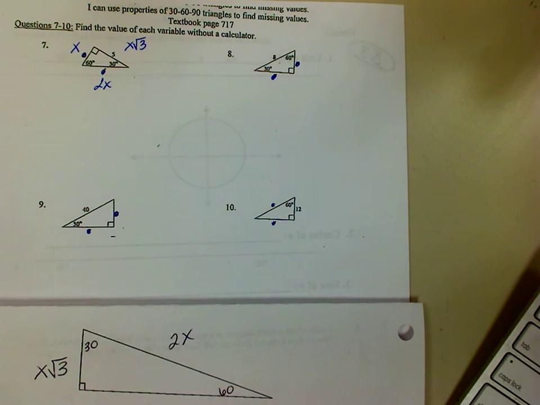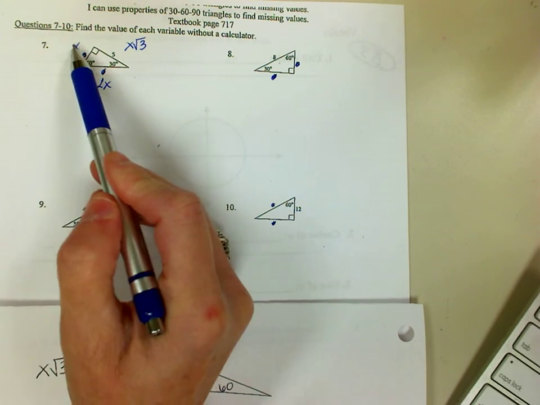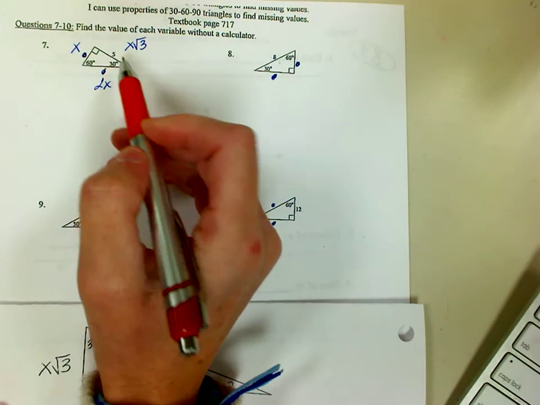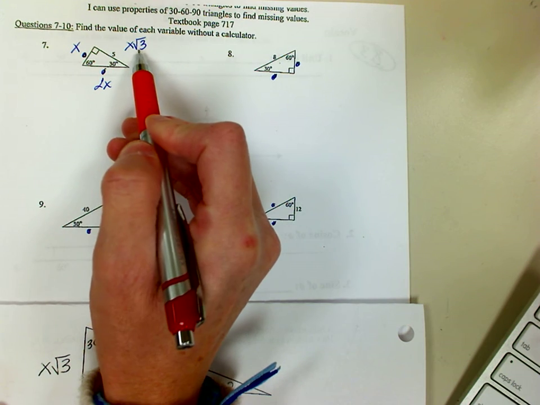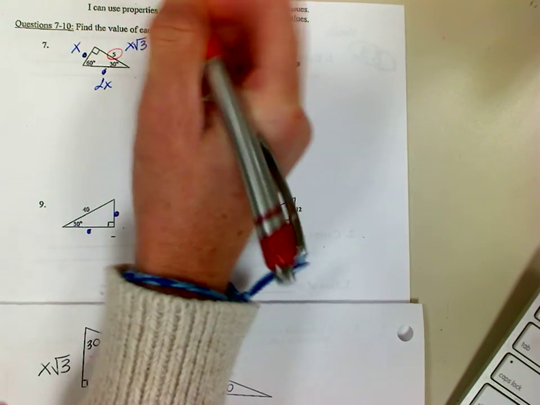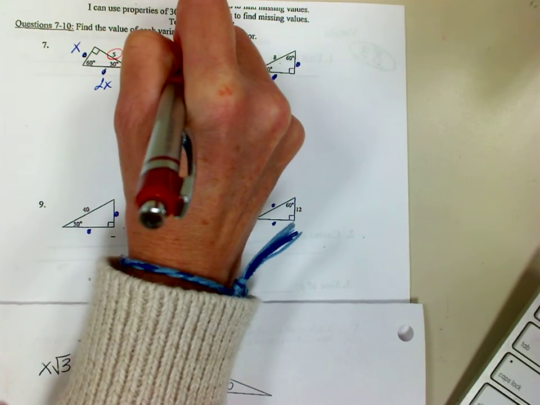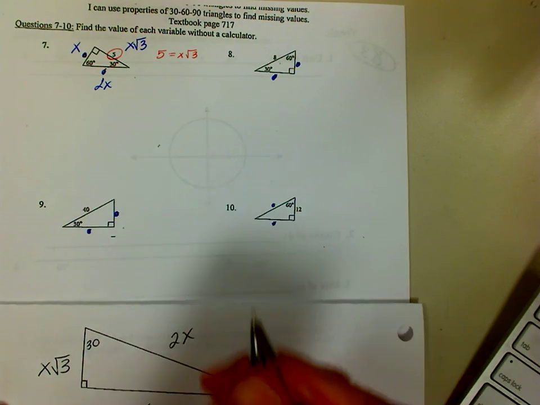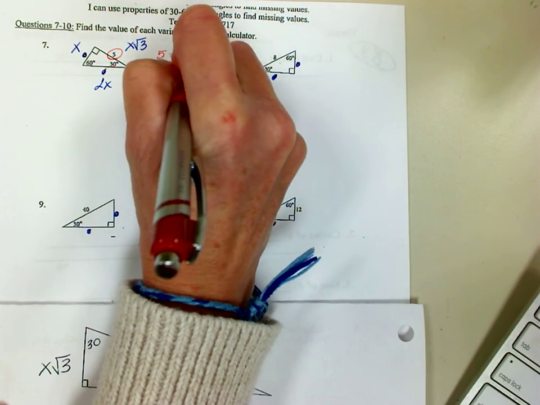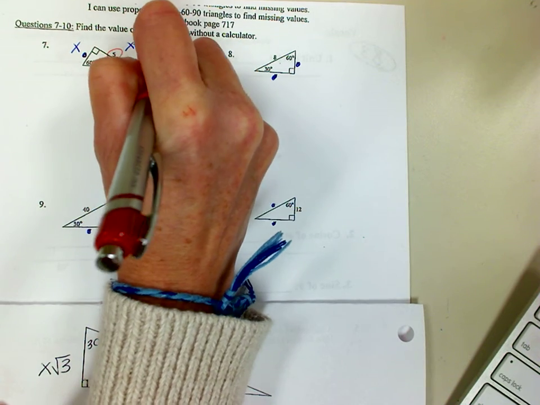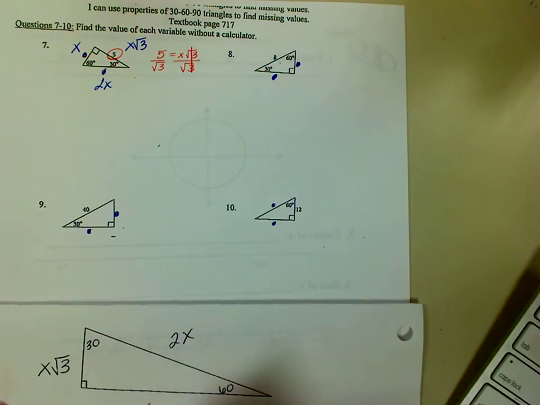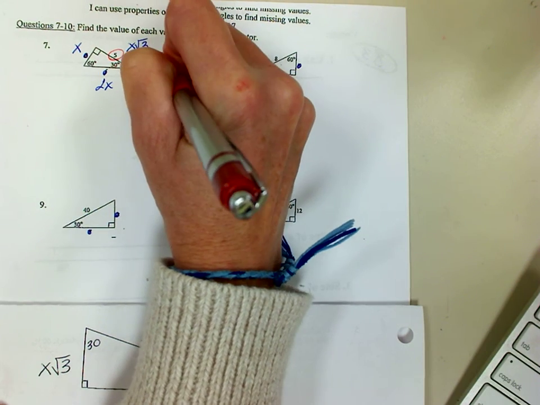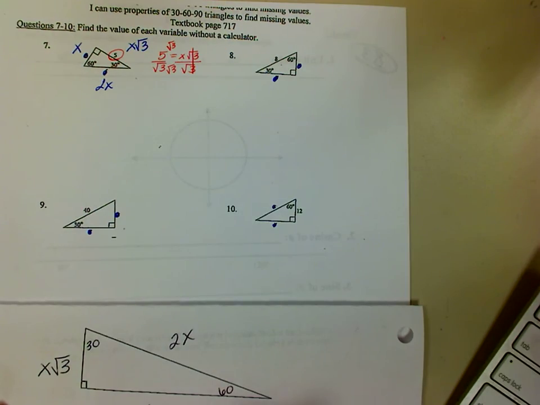All right, now I do not know what x is. X does not have a number there, so I have to find it. So I do know that 5 is equal to x root 3. So I'm going to set those two equal to each other. And now I'm going to solve for x. So to get x by itself, I have to divide over the square root of 3. I can't have a radical in the denominator, so I have to rationalize it now, which means I have to multiply both top and bottom by the square root of 3.